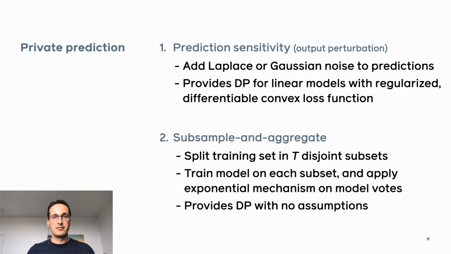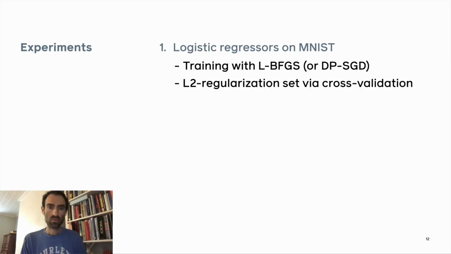Our first set of experiments were on MNIST with linear models. We trained most of the methods using limited memory BFGS. The only method we did not use this for was differentially private SGD, which was trained with stochastic gradient descent. We cross-validated the amount of L2 regularization for all of the different methods.